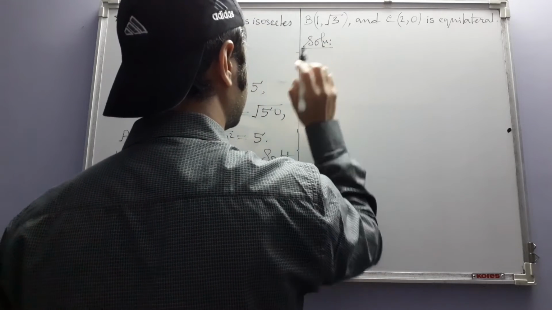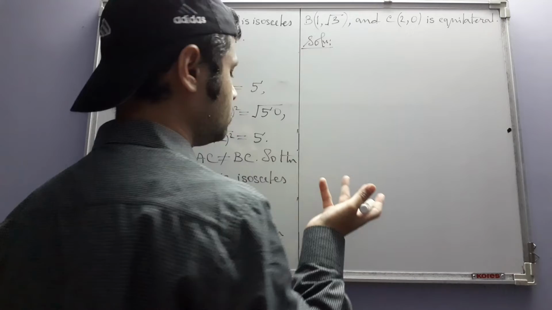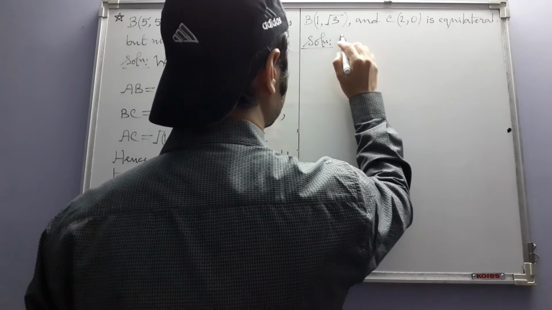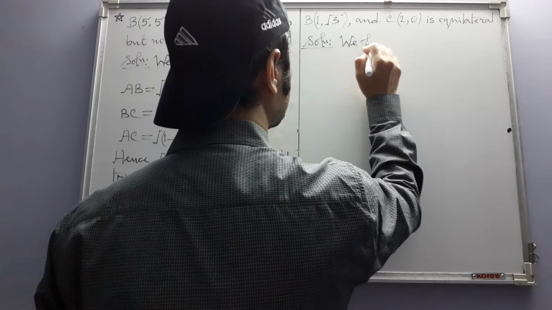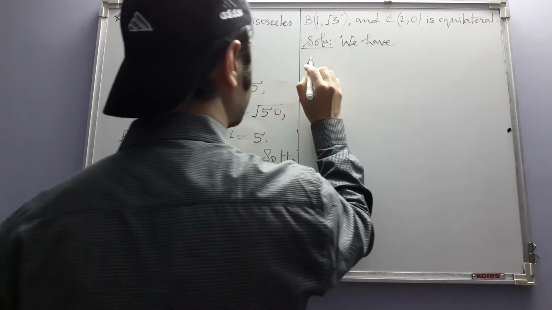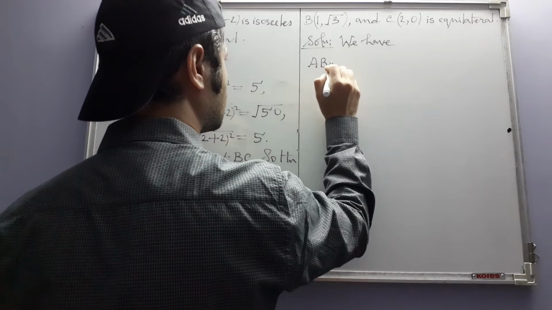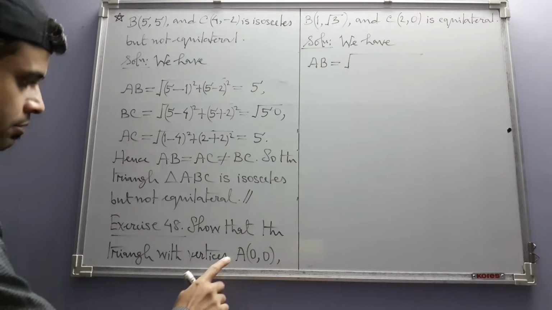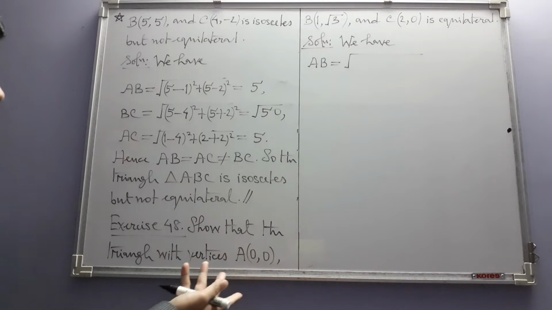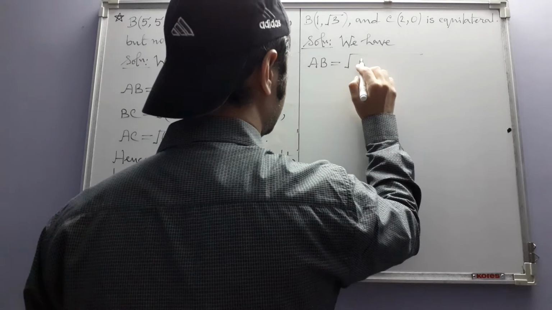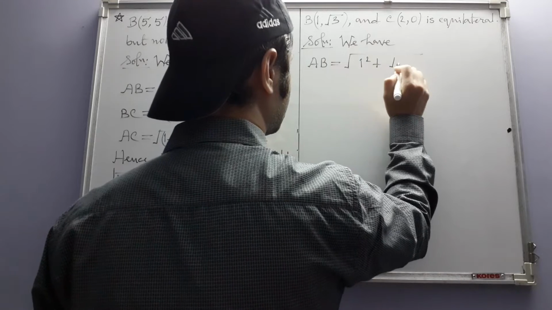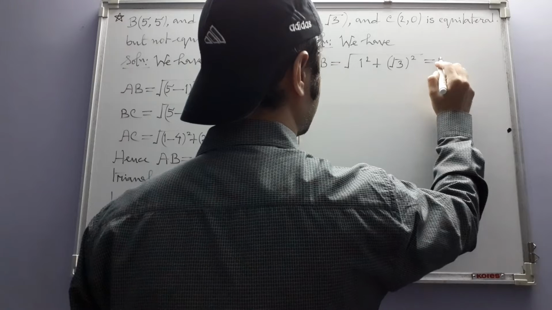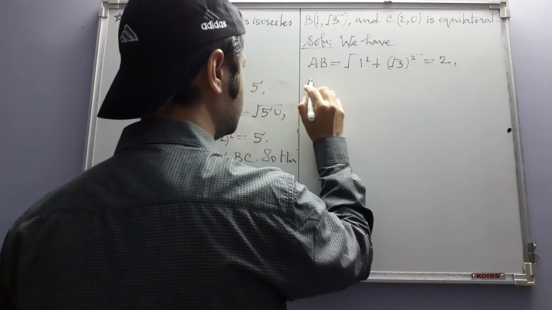Again, the procedure is the same. We have to calculate the length of the three sides. So AB, A is the origin, so it's very easy. Three plus 1 is 4, so that means this is 2.